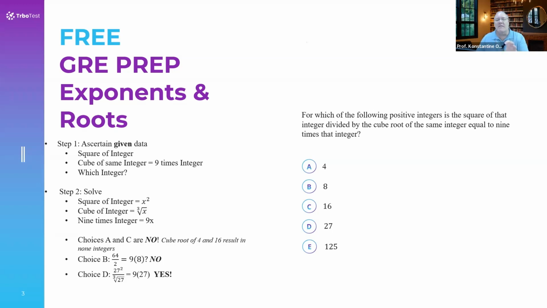At this point, we could stop on the GRE. There's no reason to go on to E and waste time. But for our purposes here, let's go ahead and look at E as well. If we look at E, 125 squared gives us 15,625 over 5. Okay. Now we have to ask ourselves, can we multiply 125 by 9 and get 15,625 over 5? No. So the answer has to be D. Regardless of which way you come at this, D will be the only answer that works.